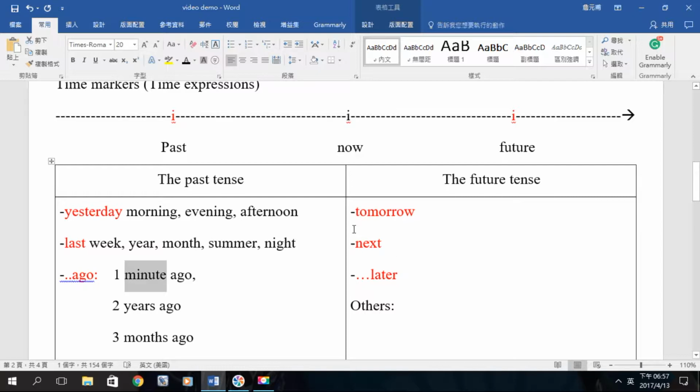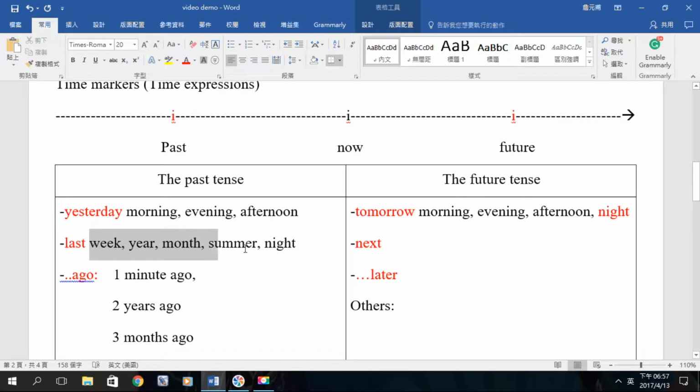And since these ones are the opposites of these ones over here, we use them in the same way. So tomorrow is also followed by morning, evening, or afternoon, and even night. So it's tomorrow night, not next night. This is very special. As for next, we use next the same way we used last. So next week, next year, next month, next summer. Later, the same way we use when it's ago.